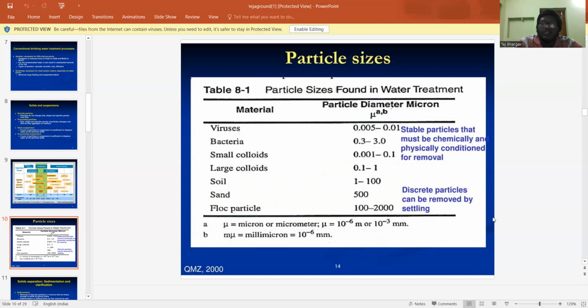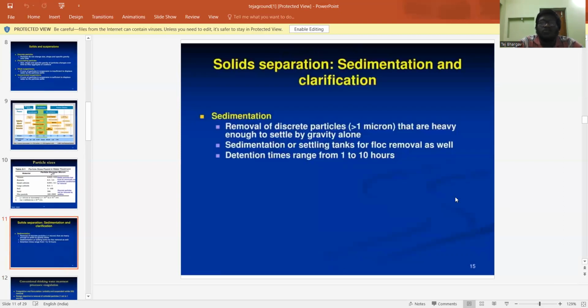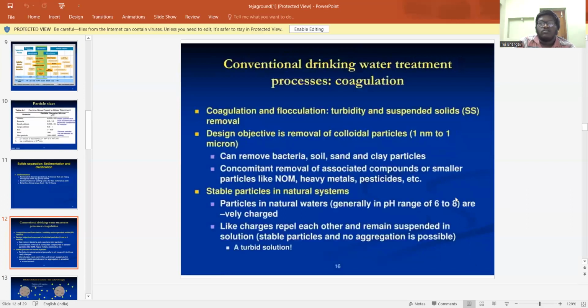Discrete particles can be removed by settling. Mu is millimicron, which is 10 power minus 6 mm. Next, solid separation, the process of sedimentation and clarification. Sedimentation is the removal of discrete particles greater than 1 micron that are heavy enough to settle by gravity alone. Sedimentation or settling tanks are used for floc removal as well. Retention time ranges from 1 to 10 hours.